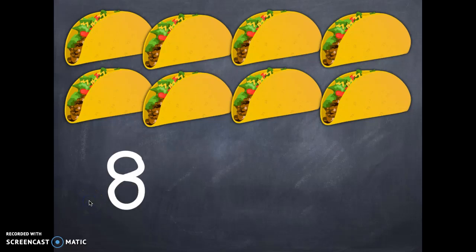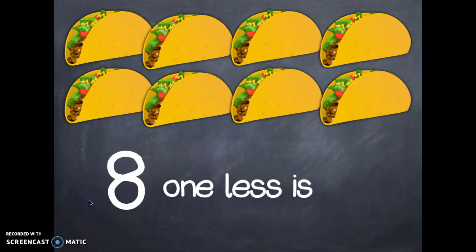Now, if I said I had 8, but one less is, what could I do to that picture to show that I'm taking one away? Yeah, I could scribble it out. You're right, I could do that. Or, I could just put an X on it. That's nice and neat. And I love to stay organized. If we scribble scrabble, we might accidentally scribble over a different taco. And let's just all agree, the more tacos we have, the better.